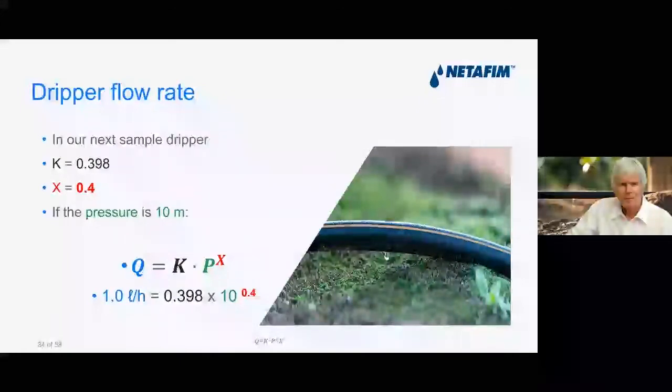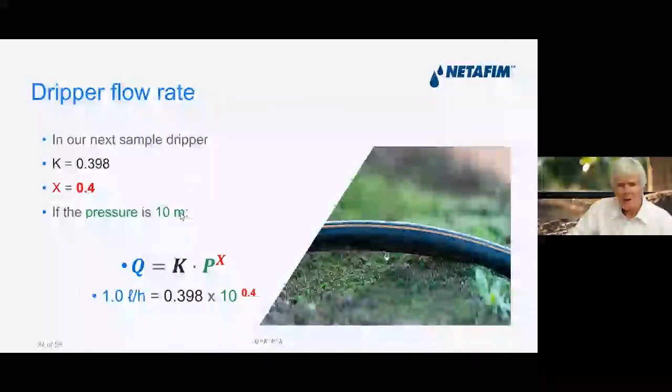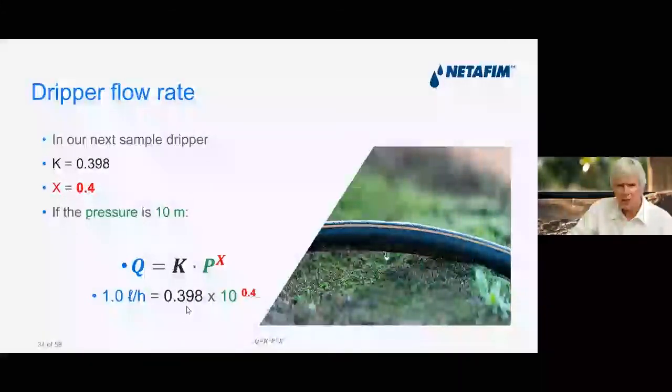Our next dripper. We take another dripper, and this one has got a lower value of x. It's only 0.4. So if we multiply that out, the k will change a little bit. Whenever your exponent changes for a dripper, so too does the value of k. For a 1 liter an hour dripper, we have 0.3918 times 10 to the power of 0.4 equals 1 liter per hour.